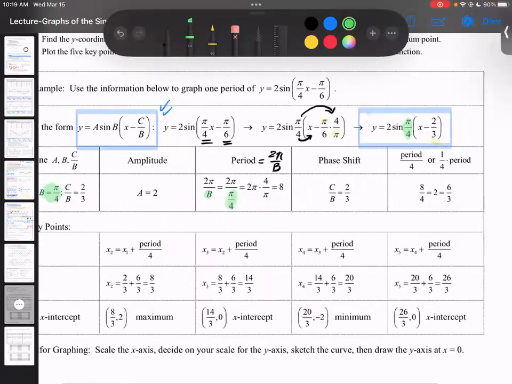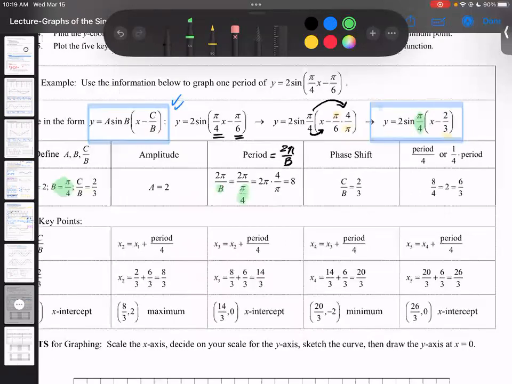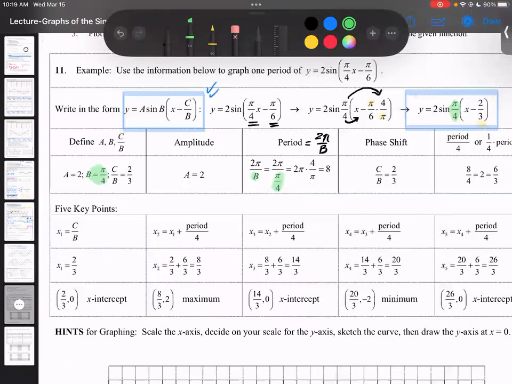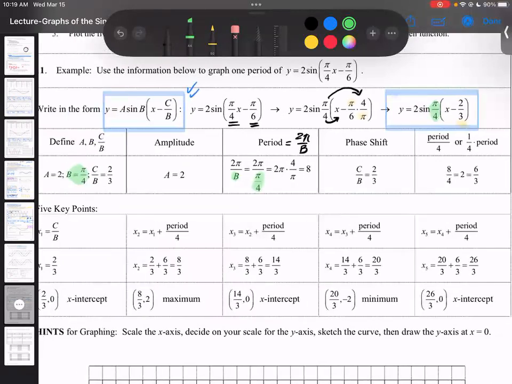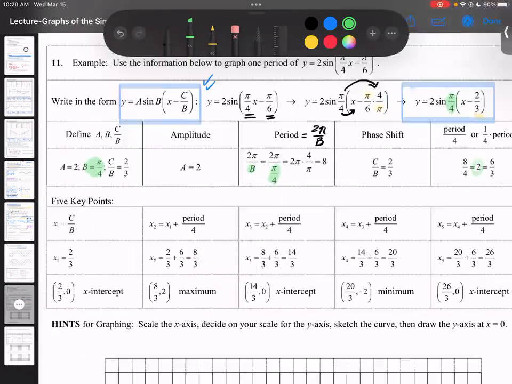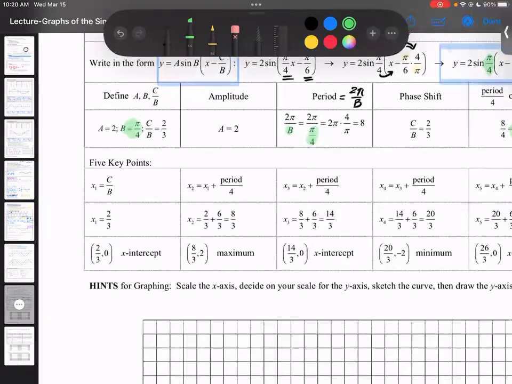And once you have the period, we're going to take that period divided by 4. The reason being because we need those for the five key points. So 8 divided by 4 is 2. They like to write it as 6 over 3. I'll tell you why. You don't have to, if 2 is good enough.